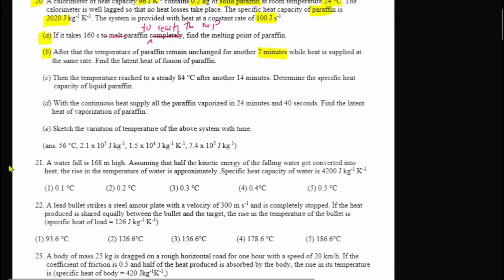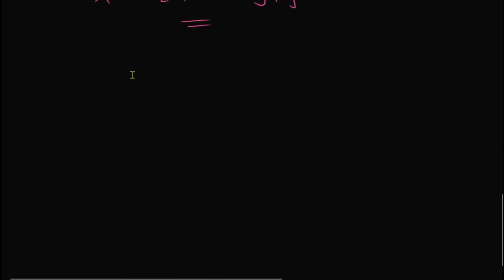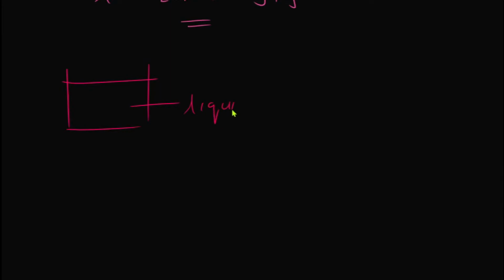Okay, right. So in the C part, what it says is that the temperature reached a steady 84 degrees Celsius in another 14 minutes. Determine the specific heat capacity of the liquid paraffin. Now, what happens after these 7 minutes, right? The solid completely converts into liquid. Now there is liquid in this calorimeter. Now what's there is liquid paraffin, right?